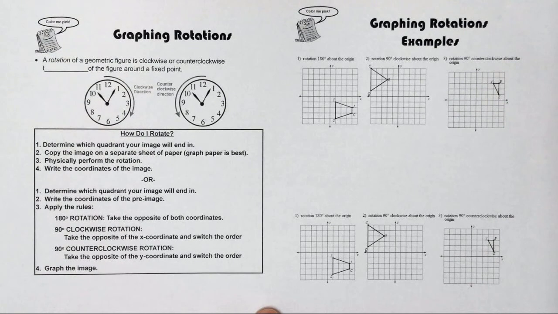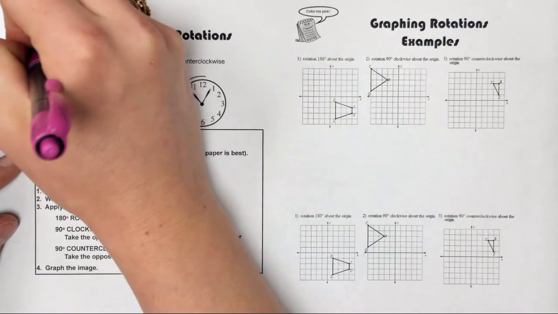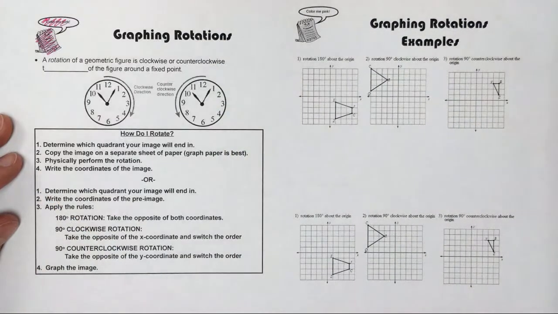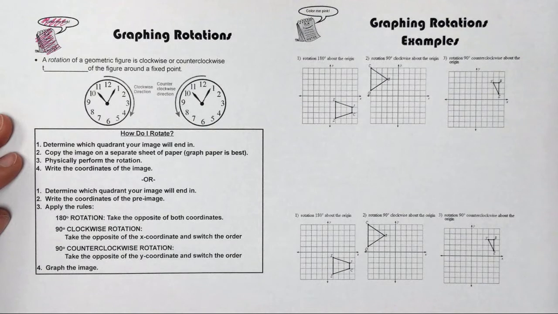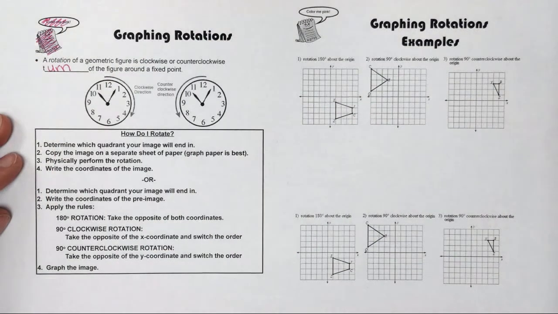Alright, today we're going to discuss how to graph rotations in the coordinate plane. This is part of the geometry unit, and our color for that is pink. A rotation of a geometric figure is a clockwise or counterclockwise turn of the figure around a fixed point.